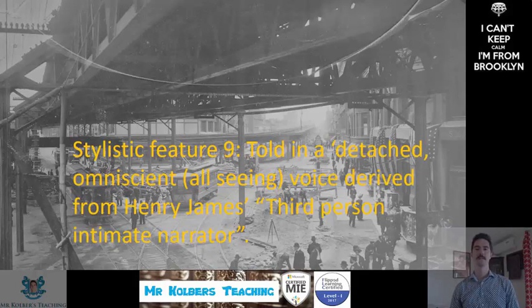Stylistic feature 9 is it's told in a detached, omniscient, all-seeing voice derived from Henry James's third-person intimate narrator. So omniscient means it's all-seeing. Detached means it doesn't really see into her thoughts. It will just describe that she is thinking of something. And it's also Henry James, which is a well-known author that he idolises, the author does. And it's what he would have called a third-person intimate narrator. So it's third person, it's removed from them. It's still a narrator telling the story, but it's intimate in that it knows some things about her, and it can perhaps know what she's thinking at times.